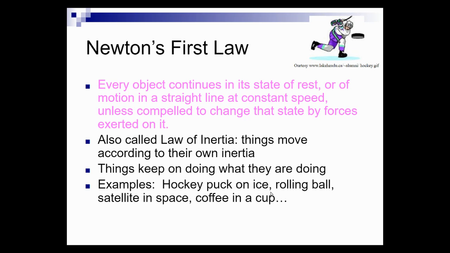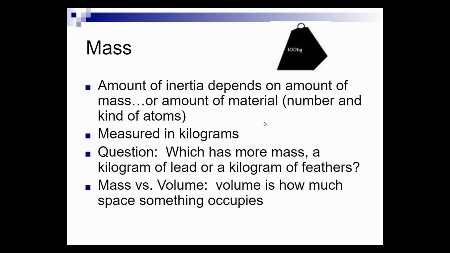Some examples of these are a hockey puck on ice, a rolling ball, a satellite in space, coffee in a coffee cup. It just wants to keep doing what it's doing. And so inertia really depends on mass. Basically, the greater the mass that an object has, the greater inertia that it has. Generally we're going to be measuring these in terms of kilograms.